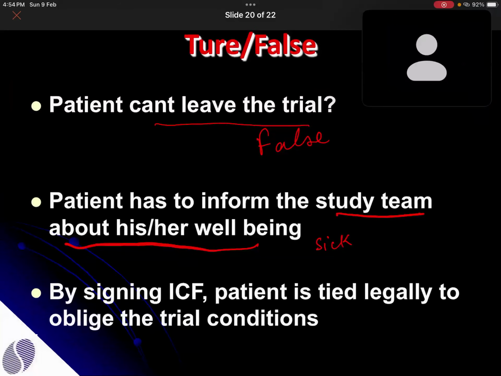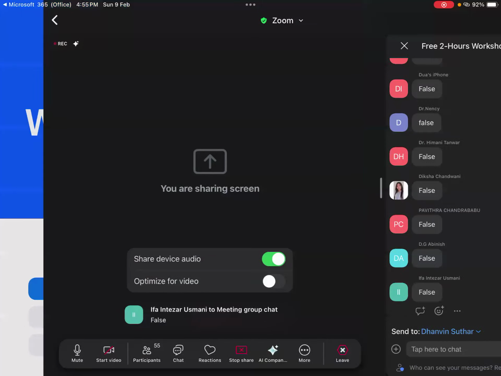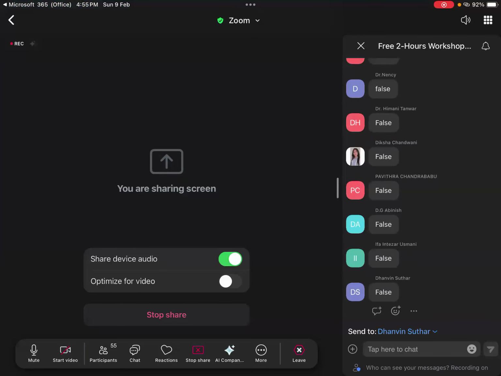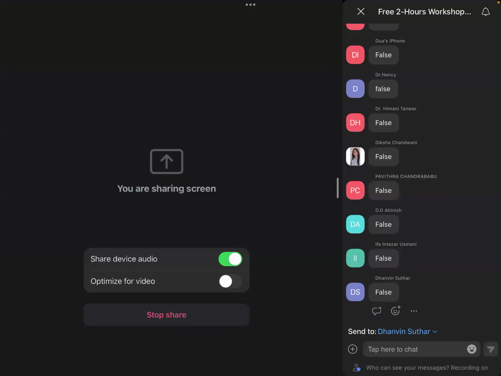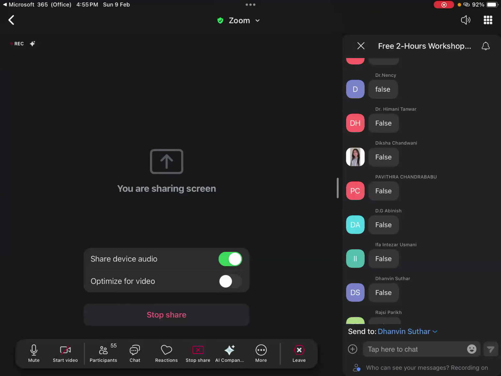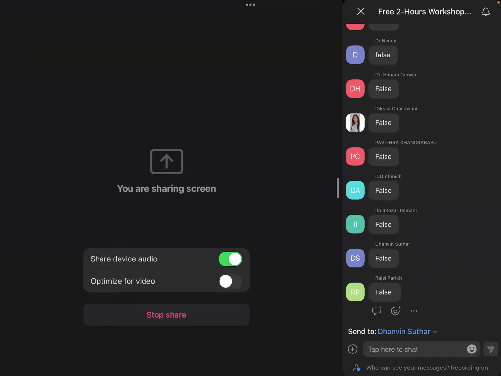By signing the ICF, the patient is legally bound to oblige the trial conditions. What this statement is saying is that the moment they sign the informed consent form, they are legally tied to the clinical trial. Is it true or false? It is false. They are not legally tied. Pharma can't take them to court saying you signed this document and are legally responsible to give us the data. They are independent, because we are ensuring the rights, safety, and well-being of the subjects.